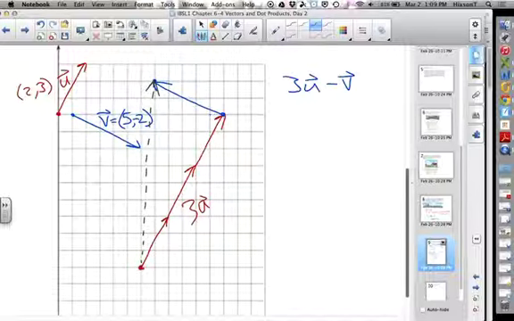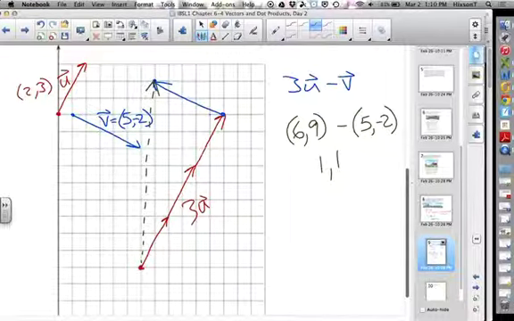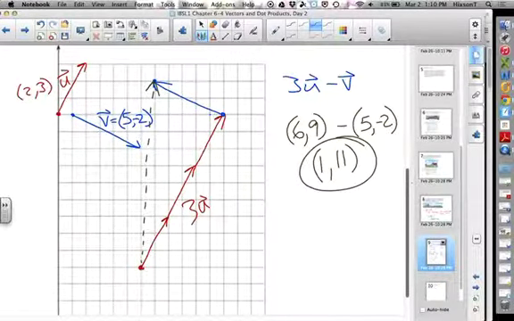Again, if you wanted to use the algebra to help you, you could have. 3u was 6, 9. Minus v would have been minus 5, negative 2. So 6 minus 5 is 1. 9 minus a negative 2 is positive 11. So your end result, notice we went over 1 and up 11.